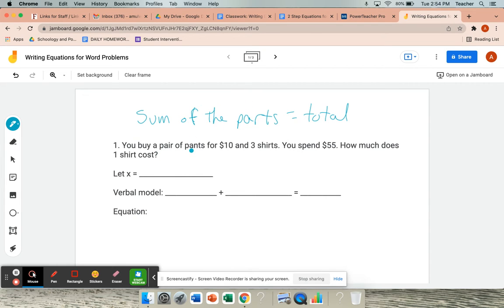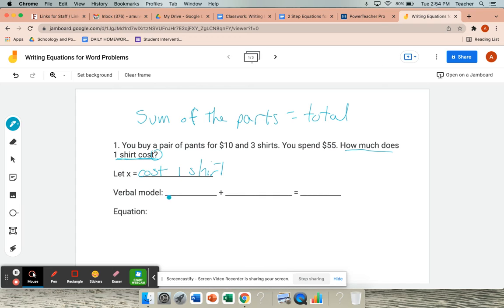So let's look at the first one. You buy a pair of pants for $10 and 3 shirts. You spend $55. How much does one shirt cost? Well, we're going to do a let X statement. X is just what are we trying to find? It's what I have underlined. It's the cost of one shirt. All it is, is where the question mark is.